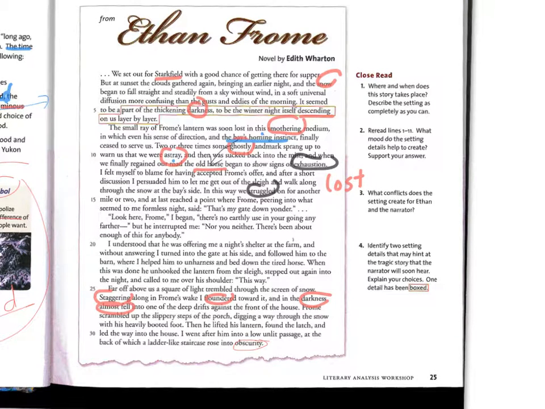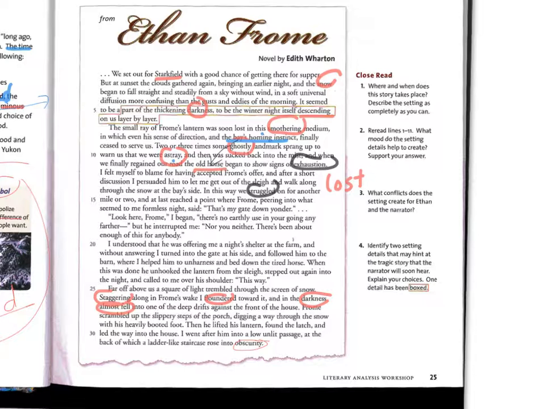So rereading lines 1 to 11, what mood do the setting details help to create? How does it create a depressed mood? Darkness, smothering, lost, astray, exhaustion, staggering, flounder, darkness. Okay, can you see that? There are several clues here that show tired, exhausted, depressed, miserable.